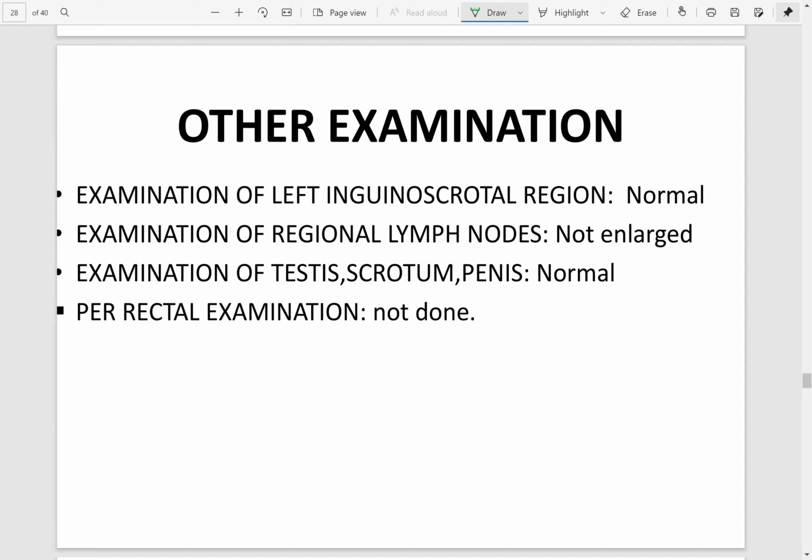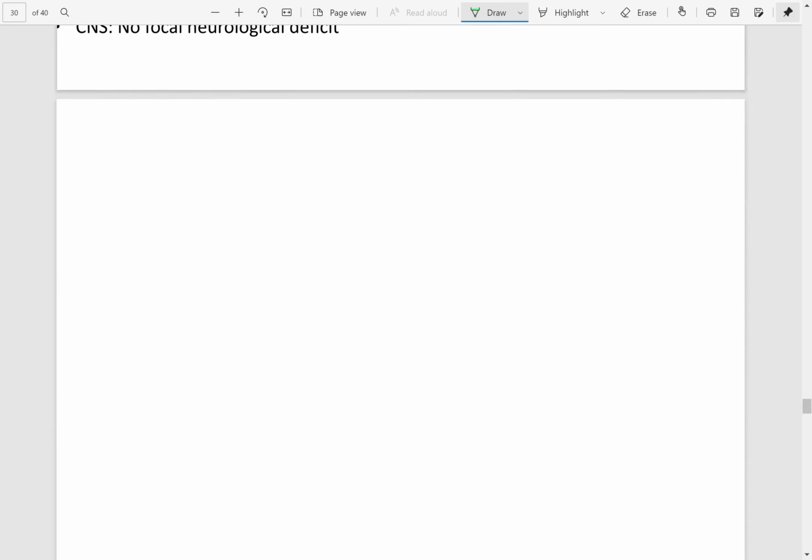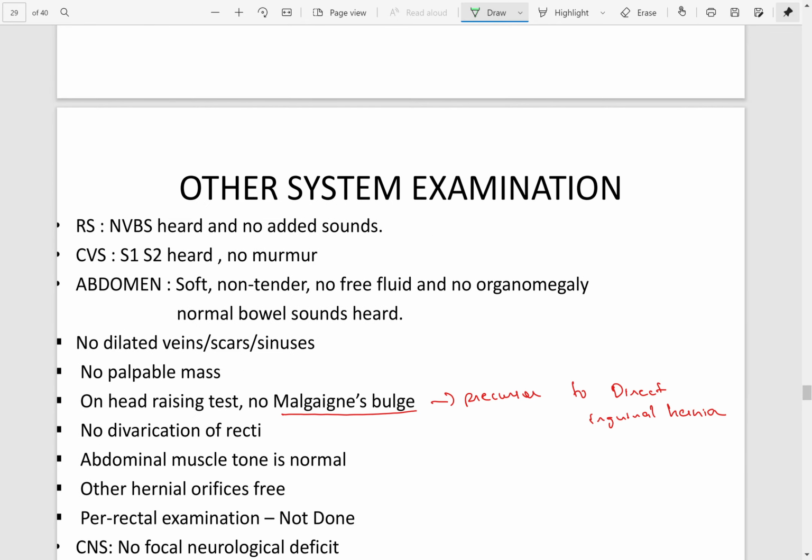Examination of regional lymph nodes, generally you do it in case it's enlarged, in case of malignancies or any chronic infections. And then examination of testis, scrotum, penis normal. Per rectal examination, again for BPH, has to be done by protocol, but it's not done. And then moving on to other system examination.